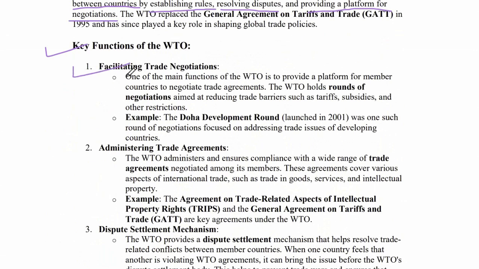So facilitating trade negotiations. One of the main functions of the WTO is to provide a platform for member countries to negotiate trade agreements. The World Trade Organization holds rounds of negotiations aimed at reducing trade barriers such as tariffs, subsidies, and other restrictions. For example, the Doha Development Round, launched in 2001, was one such round of negotiations focused on addressing trade issues of developing countries. So the first is to facilitate trade negotiations.